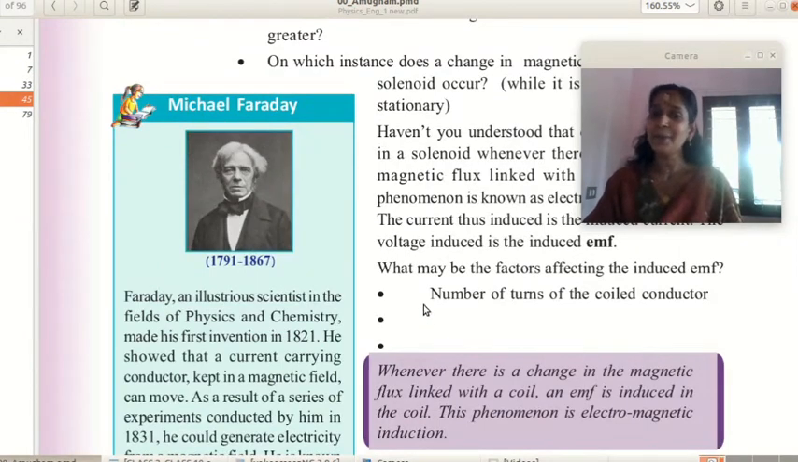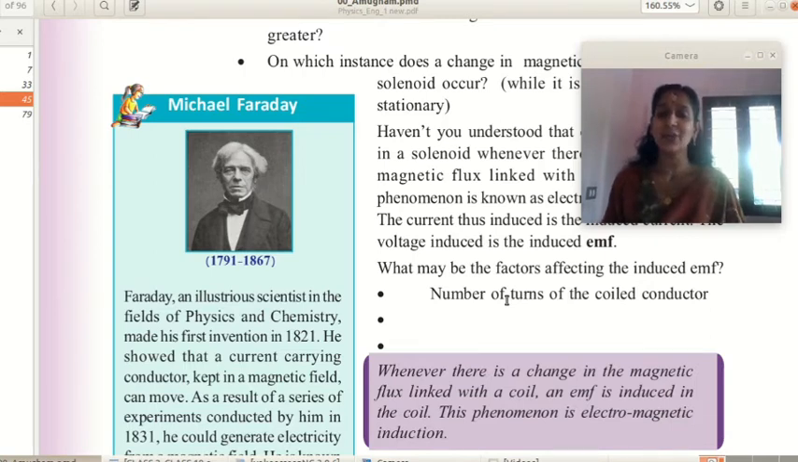Can you say what may be the factors that affect the induced EMF? Yes, if the number of turns of the coil increases, the induced EMF or induced current increases. If we use a strong magnet, the magnetic field increases, and that time also the induced current or induced EMF increases. If we move this magnet or solenoid with greater speed, the induced current or induced EMF also increases.